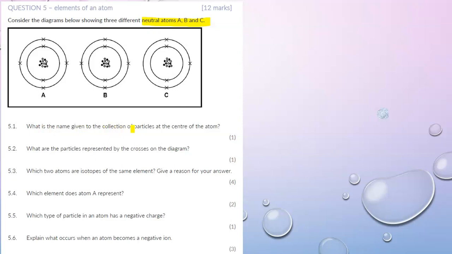What is the name given to the collection of particles at the center of an atom? Can you remember? It's your nucleons. It does sound like something from Star Trek. What are the particles represented by the crosses? Those are your electrons.